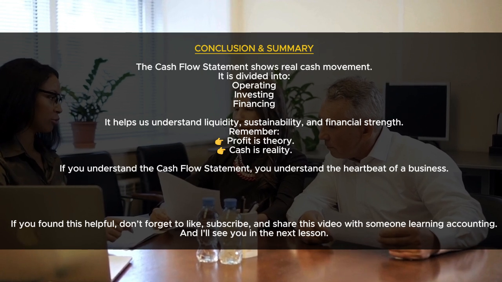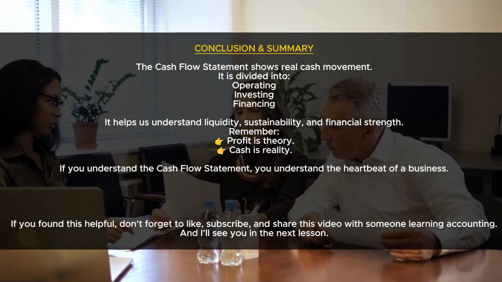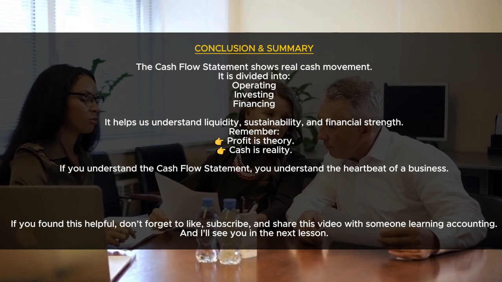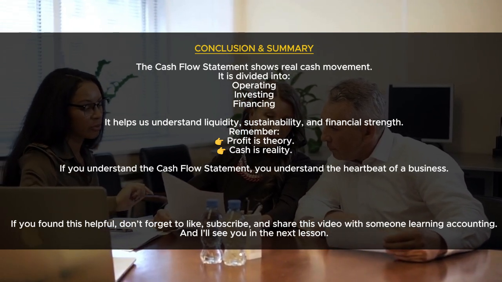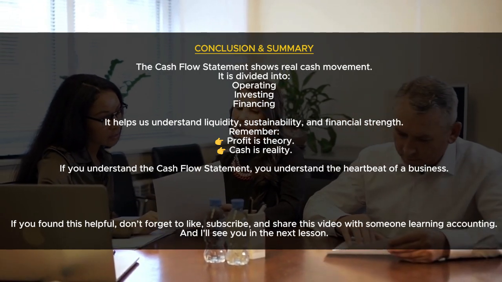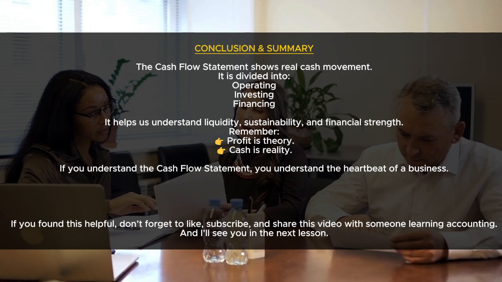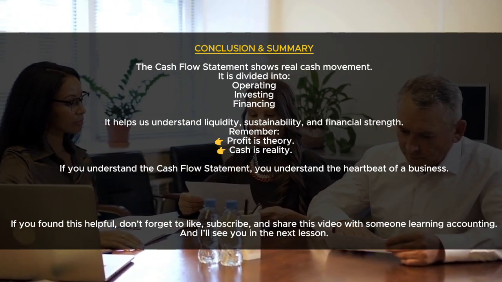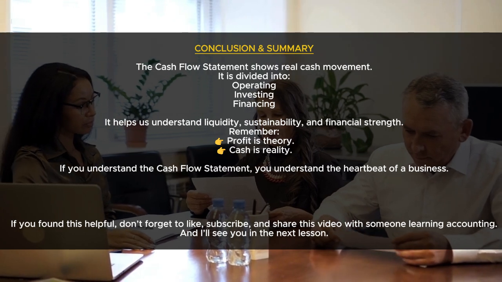Conclusion. To summarize, the cash flow statement shows real cash movement. It is divided into operating, investing, financing. It helps us understand liquidity, sustainability, and financial strength. Remember, profit is theory, cash is reality. If you understand the cash flow statement, you understand the heartbeat of a business.